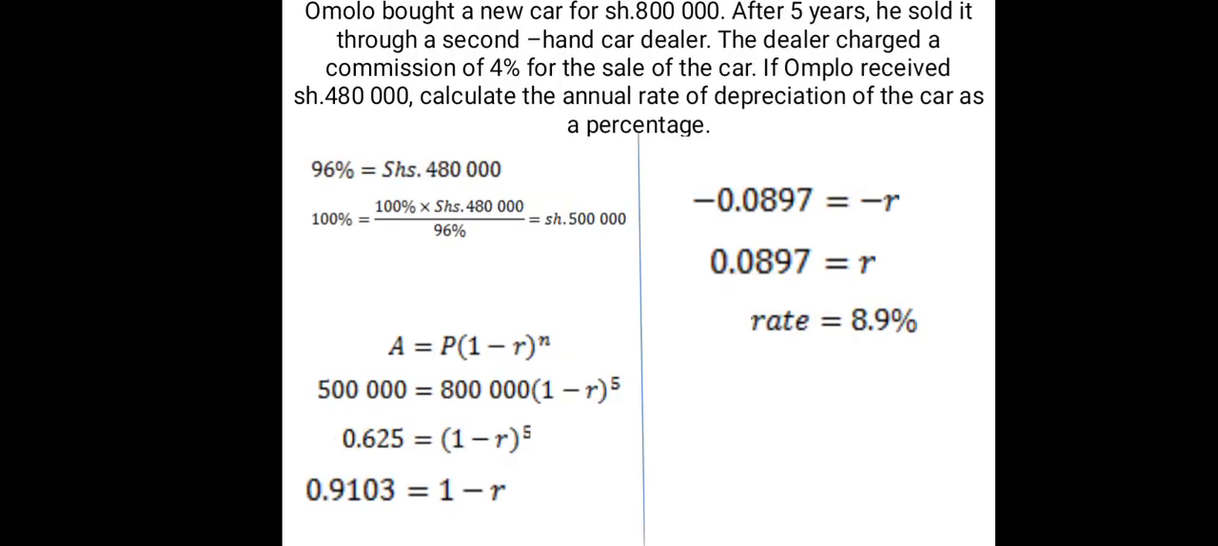Omolo bought a car for 800,000 shillings. After 5 years, he sold it through a second-hand dealer. The dealer charged a commission of 4% for the sale of the car. If Omolo received 480,000 shillings, calculate the annual rate of depreciation of the car as a percentage.